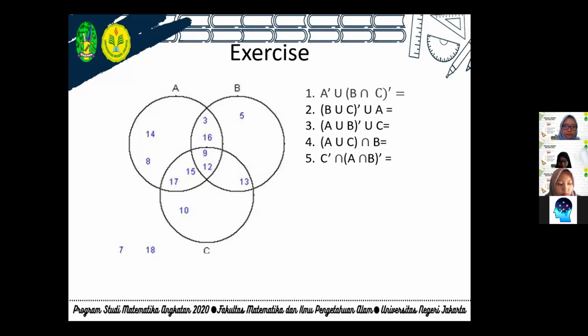Can I try answer number 1? Yeah, sure. Number 1 is 3, 5, 7, 15, 16, 17, 18, and 10. It's still incorrect.